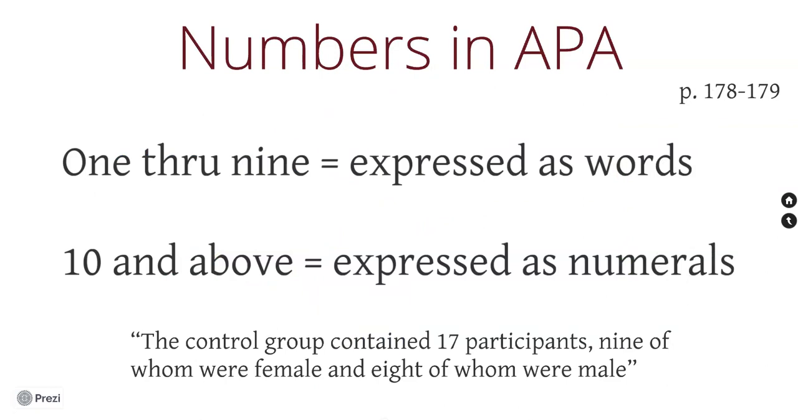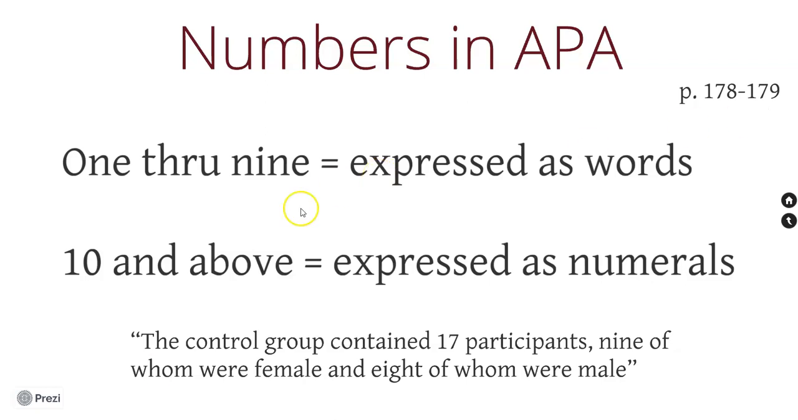So next we're going to talk about numbers in APA. APA has very specific rules for how you report numbers. And again, this is all on pages 178 through 179 of the APA manual. You can learn more about numbers than you ever wanted to know. Anyway, the basic rules for numbers in APA are: numbers 1 through 9 are expressed as words, and numbers 10 and above are expressed numerically.